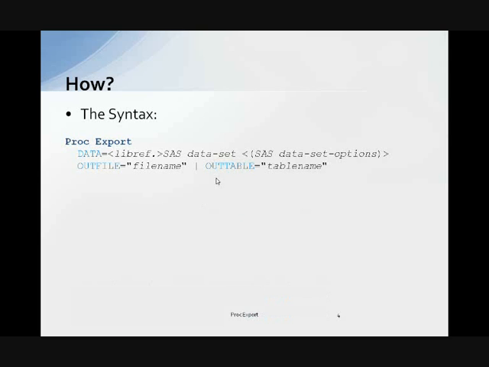Then we have to define the output location along with the file name. Under the outfile statement, we have to provide the entire absolute path where we want to keep the exported file, as well as the file name with the extension.